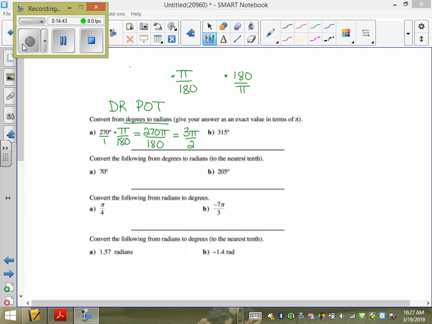So now we want to convert this one. And look at this. It says, give your answer as an exact value. That means not a decimal. So those of you on the test who, when I said exact values, gave me decimals, you actually gave me not what I wanted. Okay? Exact values are reduced radicals, or just not decimals, actually. Complete opposite of decimals. Okay. So 315 times pi over 180. We get 315 pi over 180, which equals what? 7 pi over 4?